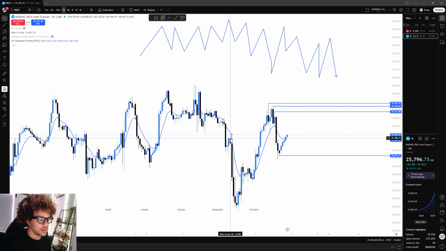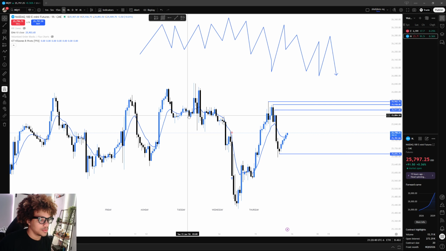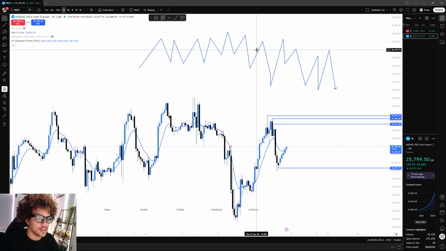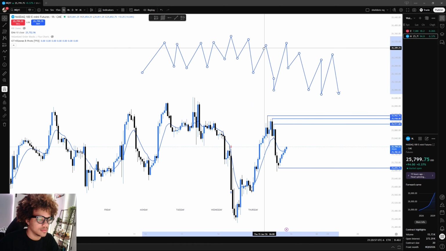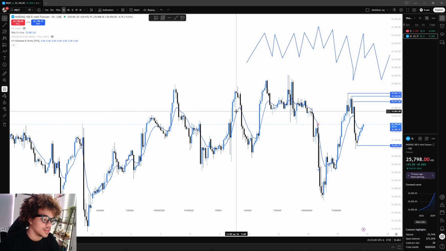That's why, if you see here, we had our big move up, we took 200 points, and then look what happened after that. It literally looks like the drawing that I had. It's pretty obvious if you zoom out, you'll see it.